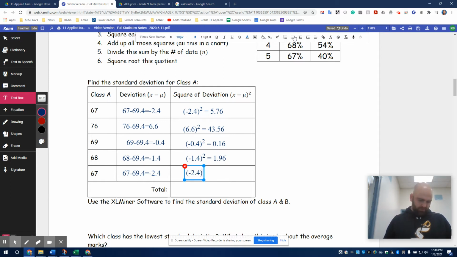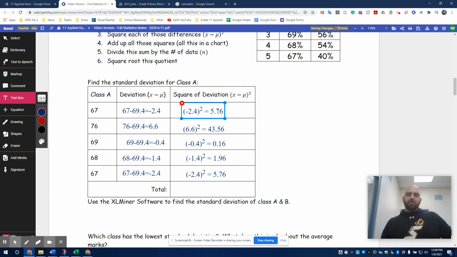And the last one, negative 2.4 squared is equal to 5.76. We had that one again. So sometimes we can repeat. So you'll notice here now we've got each one of our values. Each one of our data points here, we subtract the mean from it, and then we square that answer.